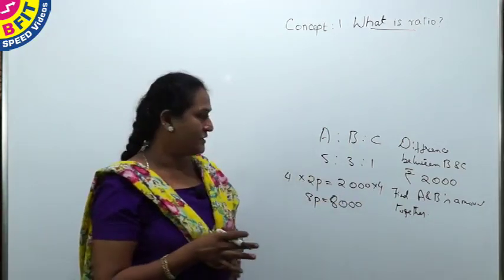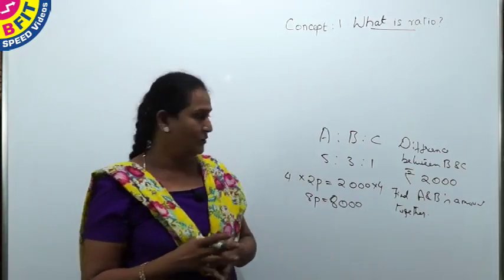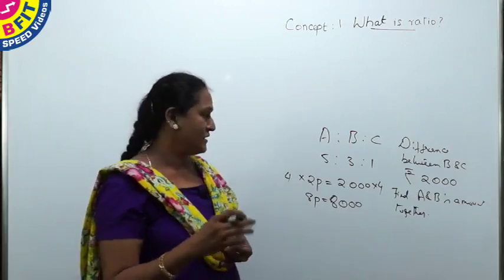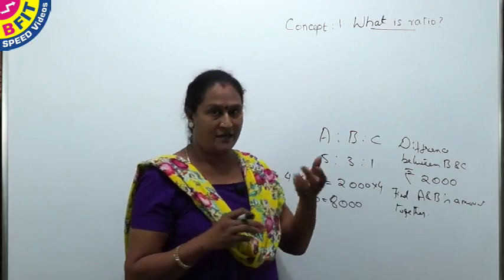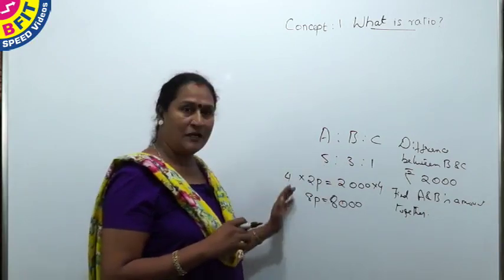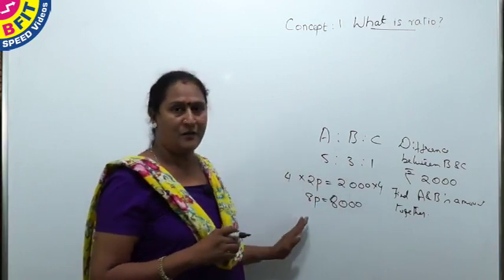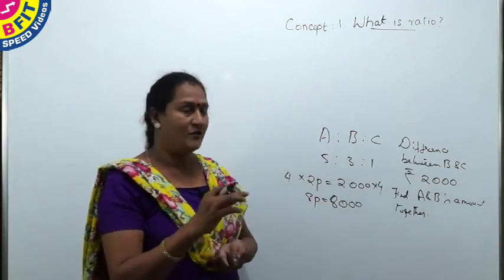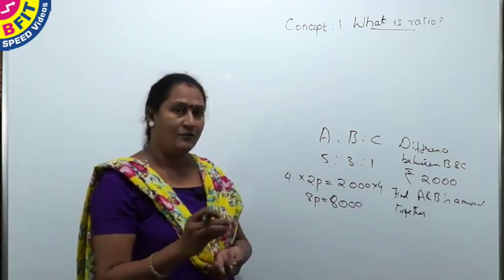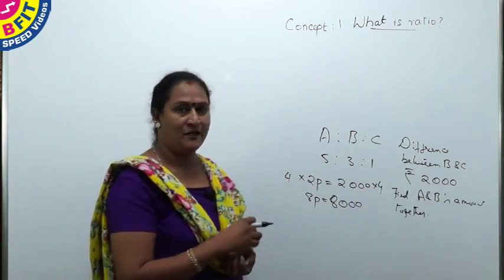So with the ratios itself, instead of finding the exact value, you can easily find the needed answer in the exam. 2 parts data is given and we need 8 parts. So 2 parts is 2000, multiplying on either side we get 8 parts as 8000. So working with ratios is very simple. We'll see another concept by an example.